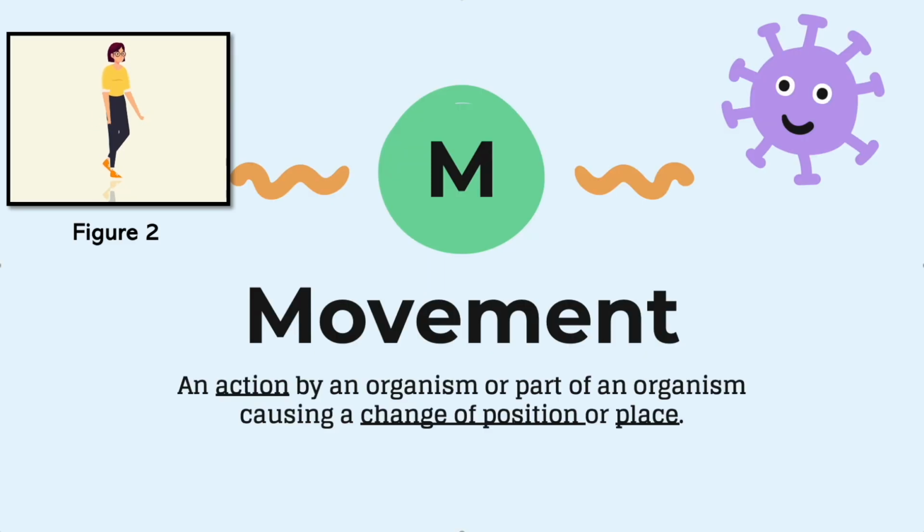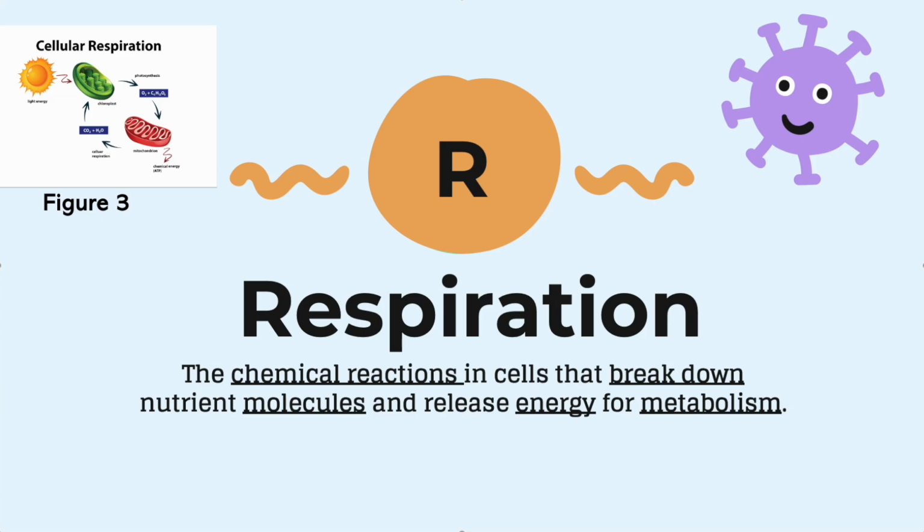First up, movement. Unlike rocks or water, living things can move, like the visual you can see at the top left. Whether it's a cat chasing a mouse or a plant bending towards sunlight, movement helps organisms survive and adapt. Even single-celled creatures like amoebas wiggle around. So we can define movement as an action done by an organism or part of an organism causing a change of position or place. The most important thing about this definition is that it's an action which causes a change of position or place.